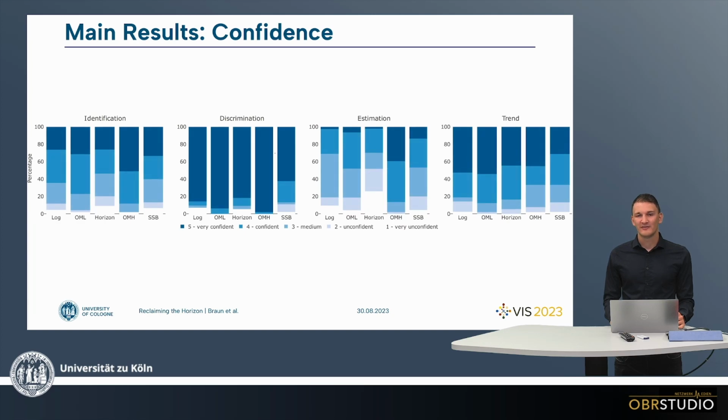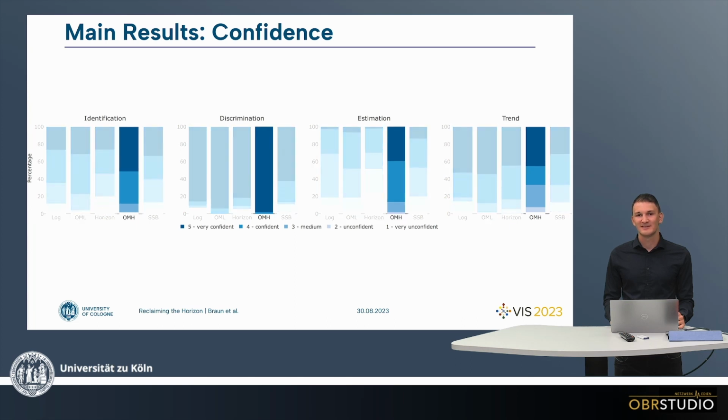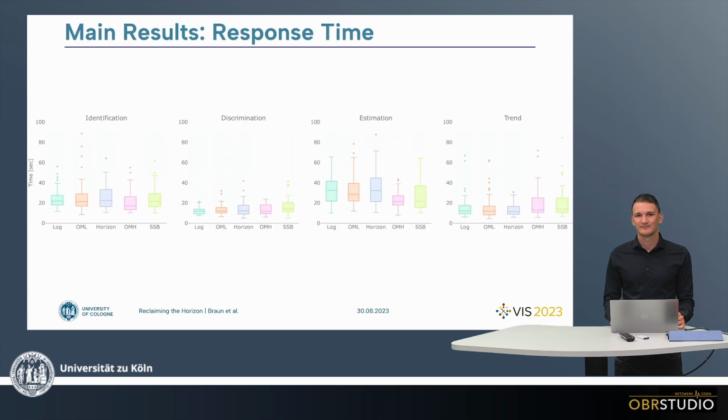Moreover, the order of magnitude horizon graph increases the confidence of the participants in their answers. This provides an additional qualitative indicator for the subjective trustfulness of our visualization, in addition to the quantitative measures. Significant is this increase of the confidence with OMH in the discrimination task compared to the standard horizon graph and the scale stack bar chart, and in the estimation task, again, compared to all other designs. For the response times, there were no significant effects at all. Nevertheless, OMH was among the best in any task.